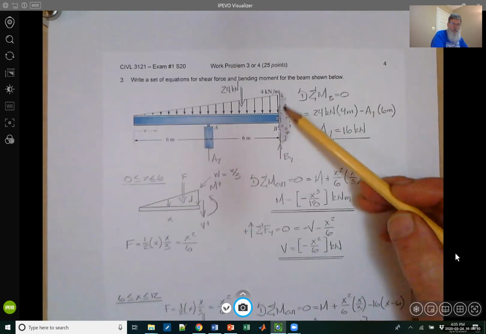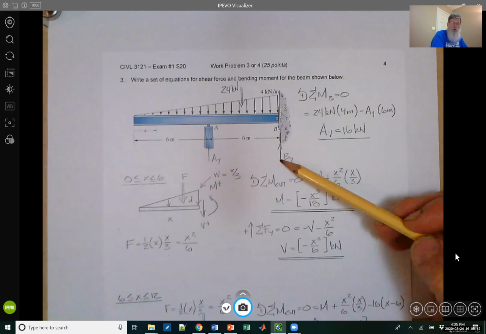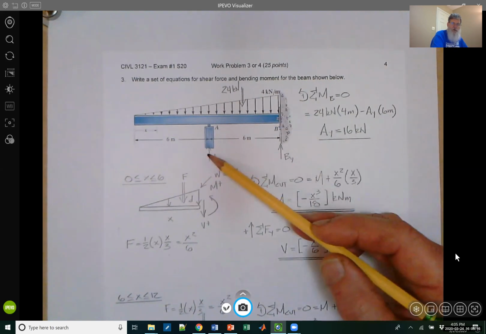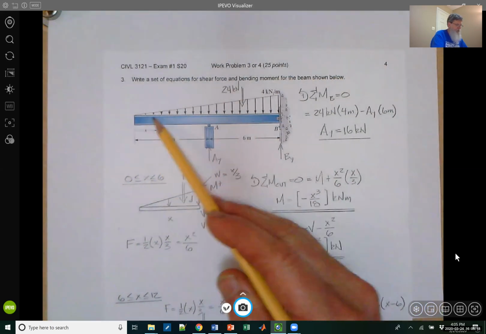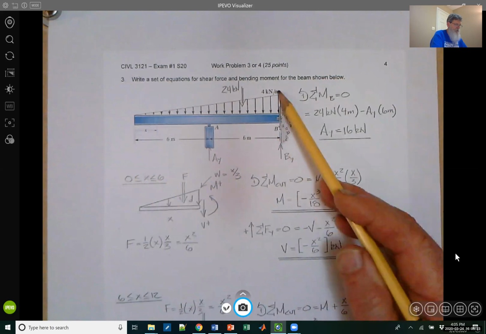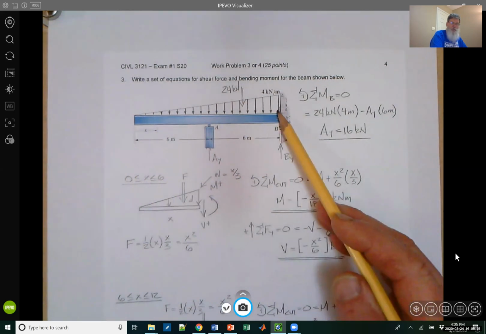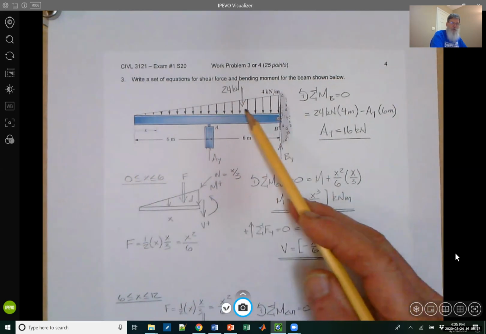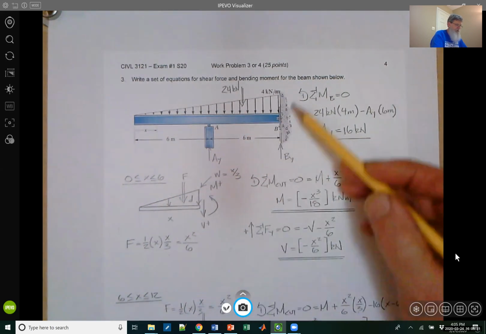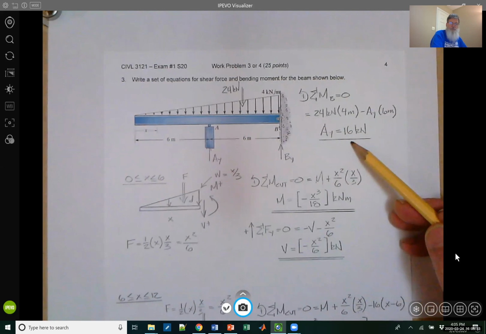So I want to find my reaction here. This is a pin, so I just have BY. So I sum moments at B to find my reaction AY. The concentrated equivalent of this load, triangle, 1/2 base 12 times height 4, that's 24. Centroid's 1/3 the distance from the big end. Well, that'd be 4 meters. And then with that information, I can easily find the reaction at A.